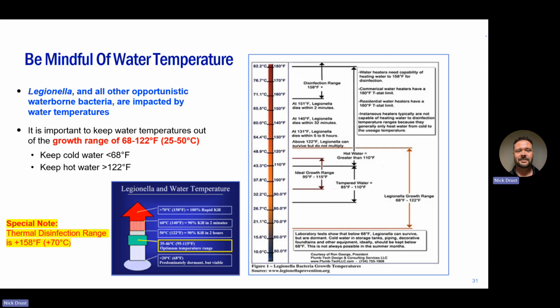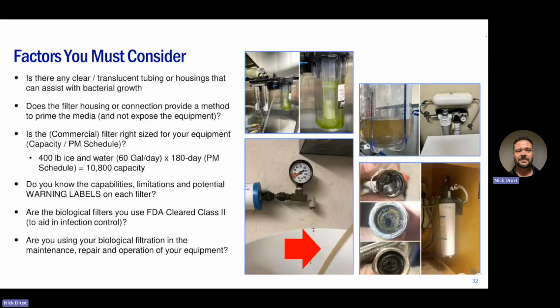You want to be careful around temperature. Notice this chart and the perfect growth temperatures for Legionella. You want to notice how long it takes at what temperatures in order to kill Legionella if that's in your facility. Very helpful slide. So all those factors, we covered a lot of ground. Ice machines, supply lines, water temperature, commercial filtration, maintenance practices.